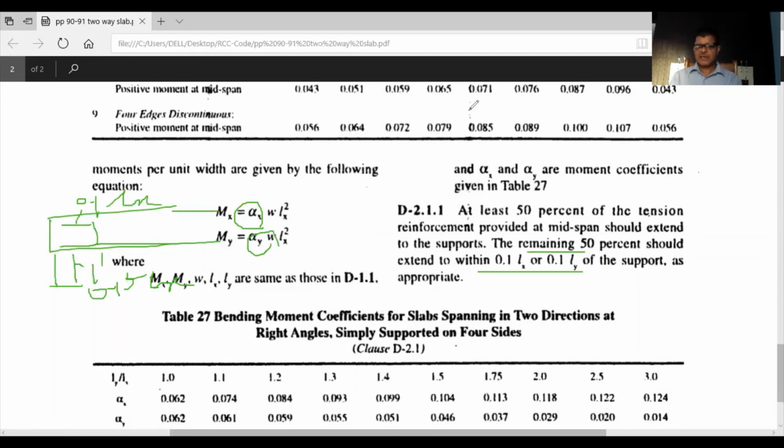So with this we can conclude this lecture on the two-way slab, and we'll go on in the next class. We'll discuss the solution of one example problem on restraint slab and one example on two-way slab.